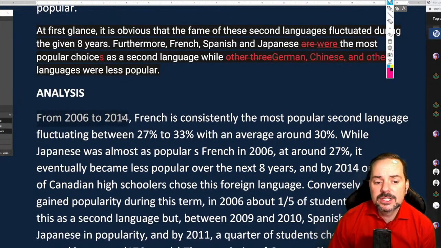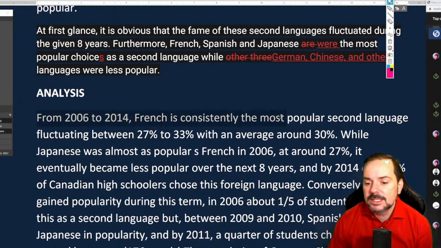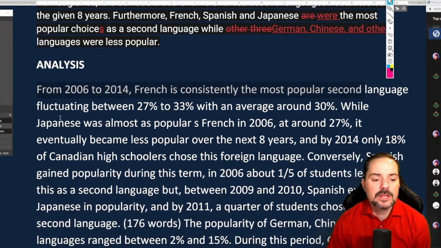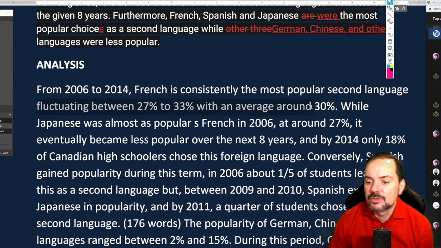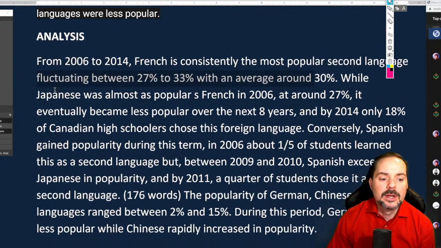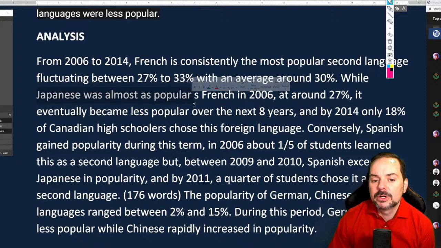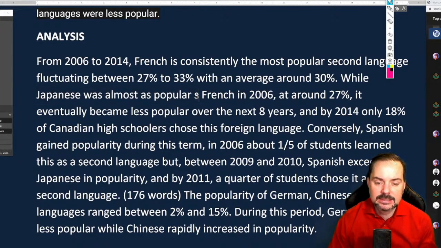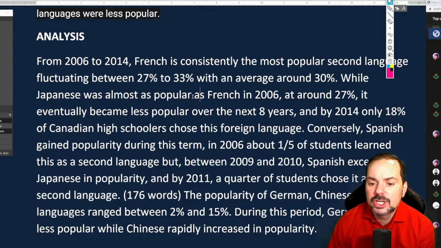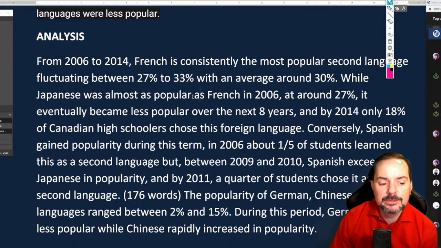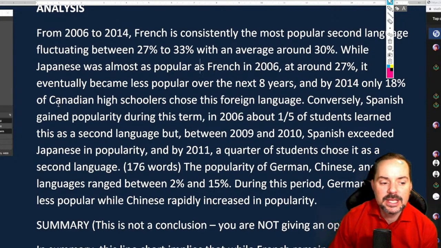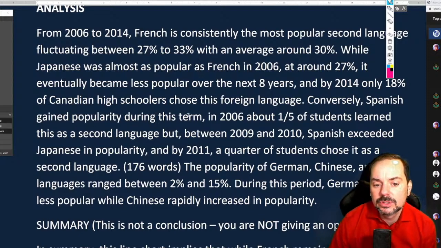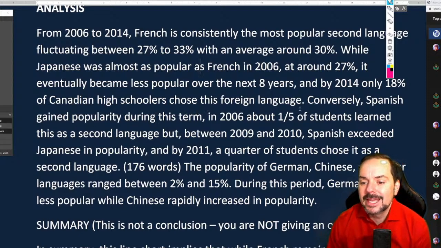From 2006 to 2014, French is consistently the most popular second language, fluctuating between 27 to 33%, with an average around 30%. While Japanese was almost as popular as French in 2006 at around 27%, it eventually became less popular over the next 8 years, and by 2014, only 18% of Canadian high schoolers chose this foreign language.